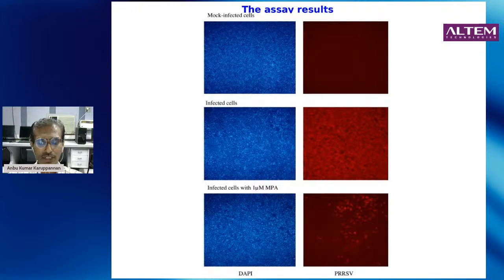So basically, we had an assay which can tell us the level of replication of the virus in the MARC 145 cells, and we were planning to use this with different inhibitors before the infection or after the infection to look at the prevention of viral entry or inhibition of viral replication respectively.